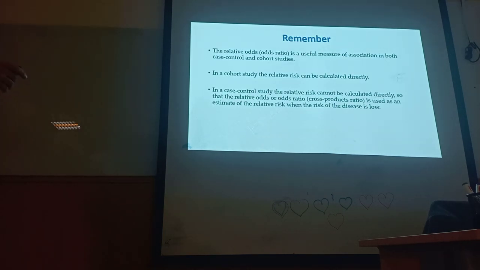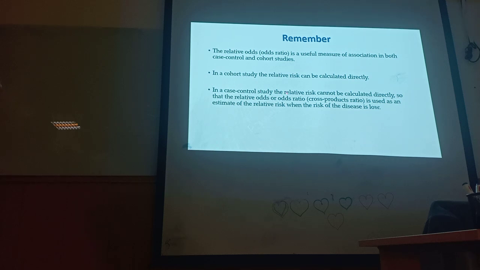So remember, to summarize, the relative odds or odds ratio is a useful measure of association in both case control and cohort studies. In a cohort study, the relative risk can be calculated directly, so we don't need to calculate odds ratio. However, odds ratio has its own characteristics in epidemiological studies, so it is calculated in cohort studies in advanced epidemiology or in biostatistics. But in many cases, we don't need to calculate it.